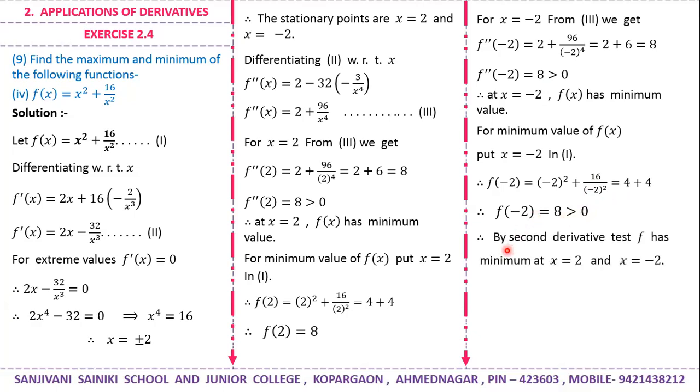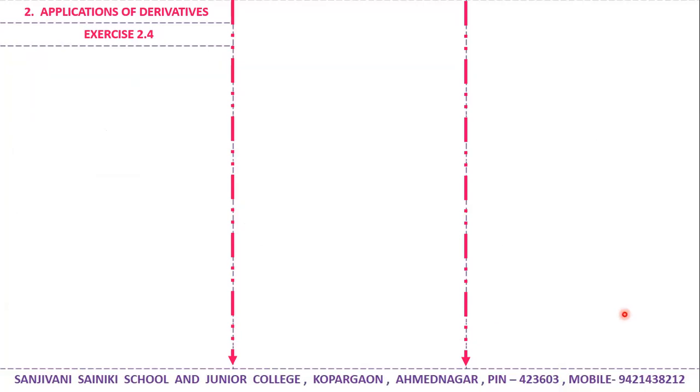8. So by the second derivative test, f has a minimum at x is equal to 2 and minus 2. At both the points, the function is minimum. Hence, the function has minimum value 8 and the points are minus 2 and plus 2.